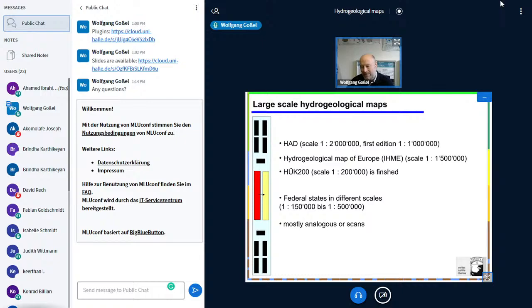Older maps that were produced in former times, especially in the last century, are mostly analogue up to now, and you can get scans. Sometimes you even have to do it on your own. I mentioned very often this hydrogeological map of the former GDR, and we will come to this once again. Of course, this data set is only available as a scan. There is no digital data set behind it, and therefore it can only be served as a scan.